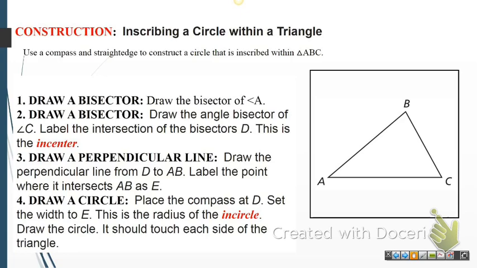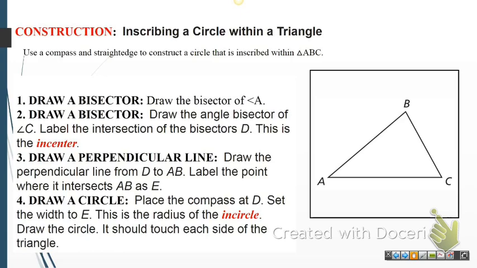So now we want to take a look at how we would construct a circle within a triangle. Okay, now if I want to draw a circle inside this triangle, I'm going to need to find the center of that circle, and that's going to be my incenter. So the first thing I need to do is find the angle bisector. So I'm just going to pick one angle to start, angle A, and bisect angle A.